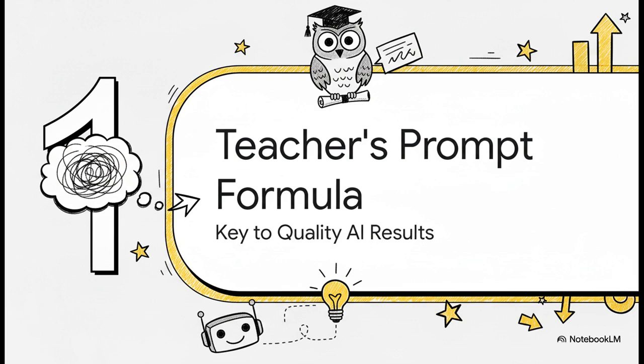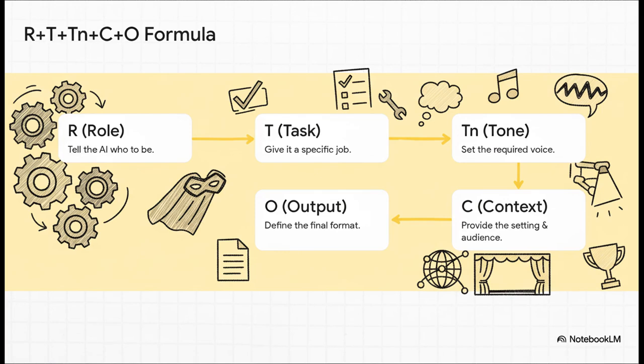There's a really simple, super memorable structure that can completely transform your AI conversations from frustrating to fantastic, and it's called the teacher's prompt formula. The whole formula is just R plus T plus TN plus C plus O. I know, it looks a little bit like a math equation, but trust me, it's actually a powerful recipe for getting exactly what you want.